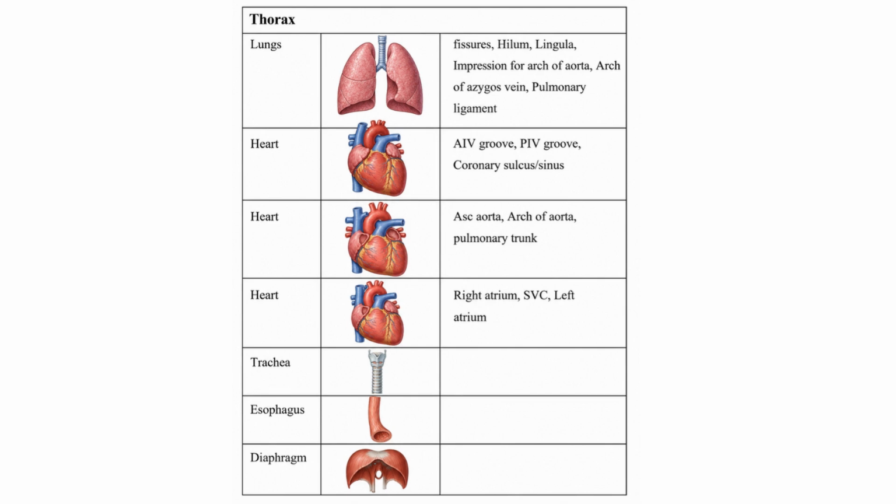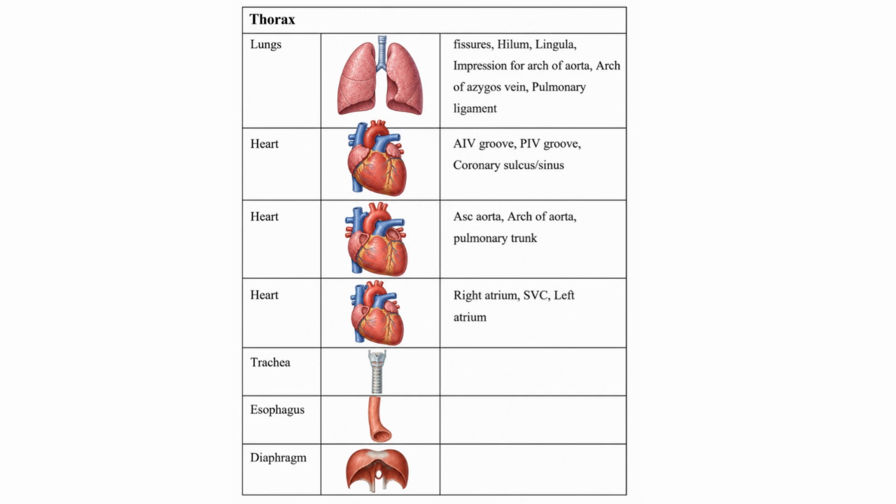And in the heart, the anterior interventricular groove has the LAD, which is the left anterior descending artery. Posterior interventricular groove has the posterior descending artery. Coronary sulcus separates the atria from the ventricles and has the coronary sinus. Ascending aorta arises from the left ventricle, and the branches of the ascending aorta are the right and left coronary arteries.